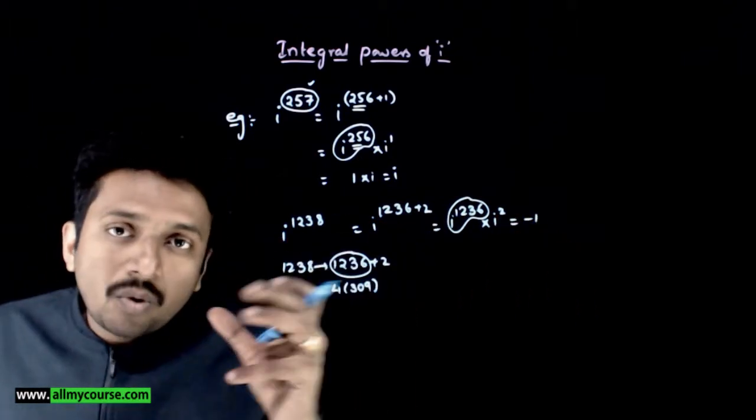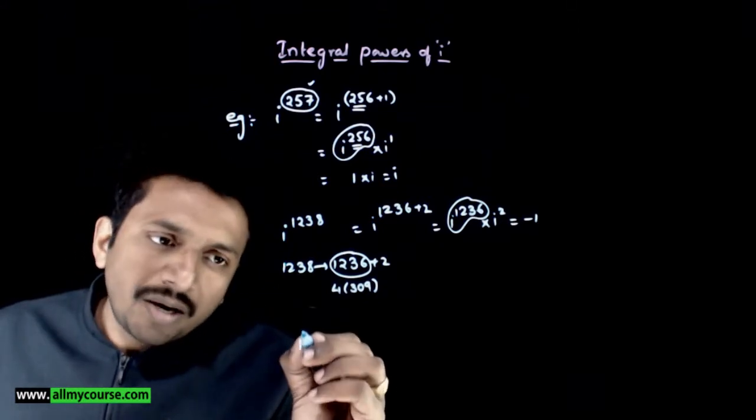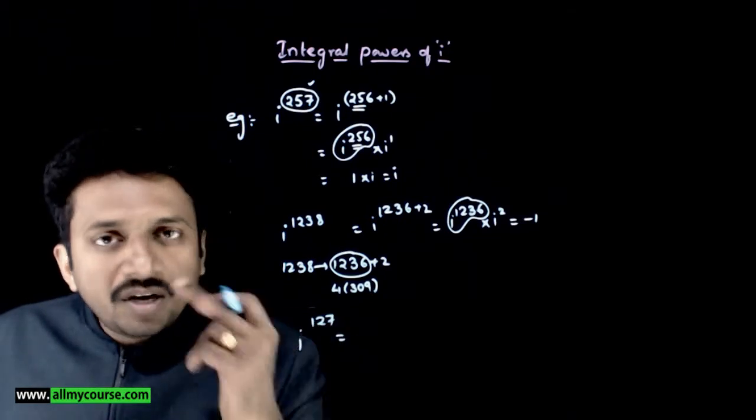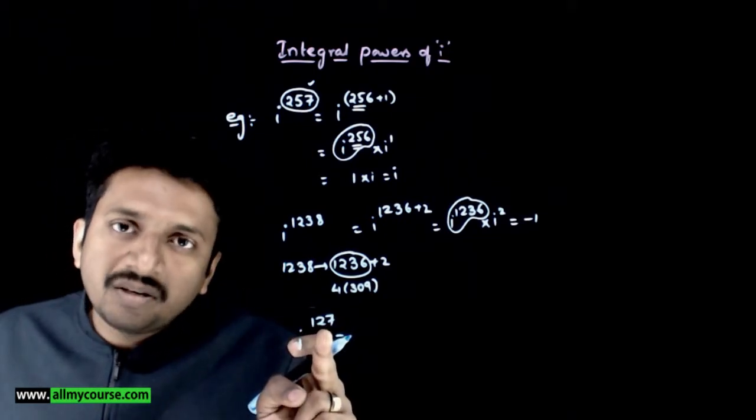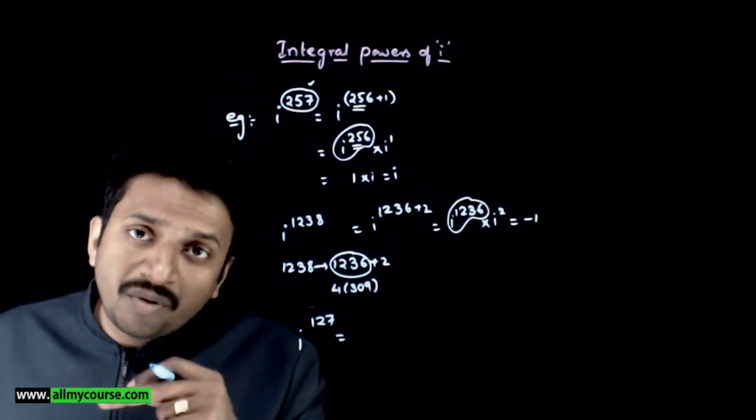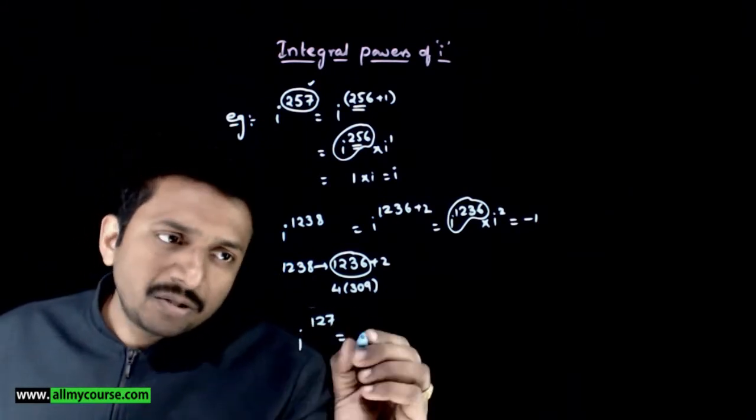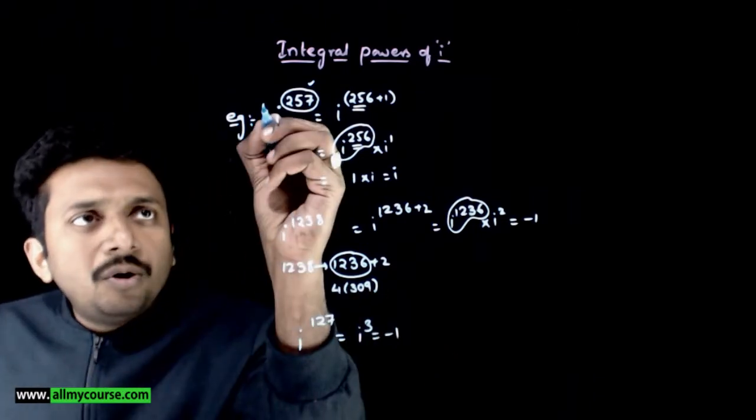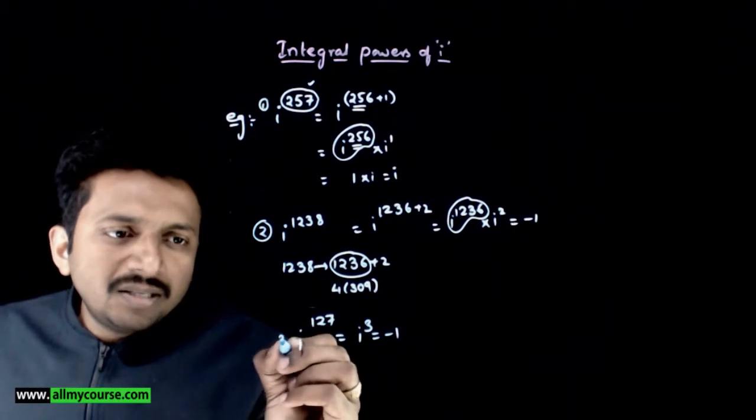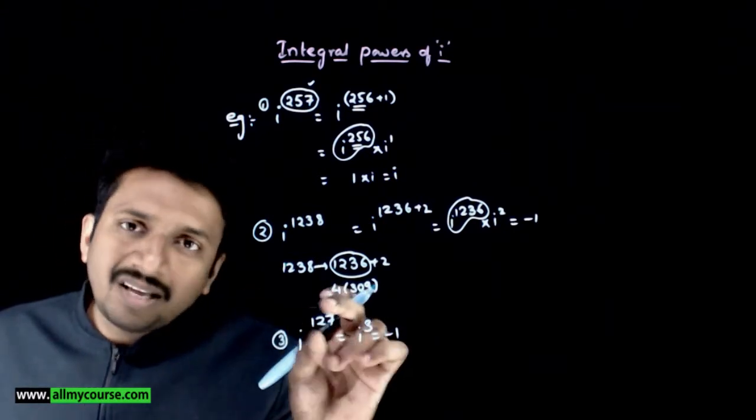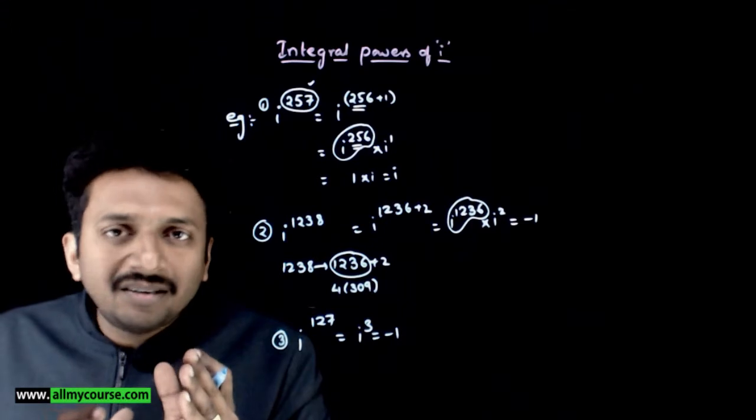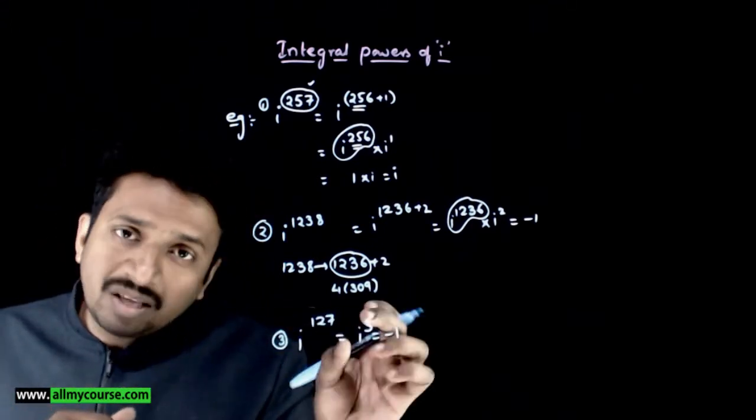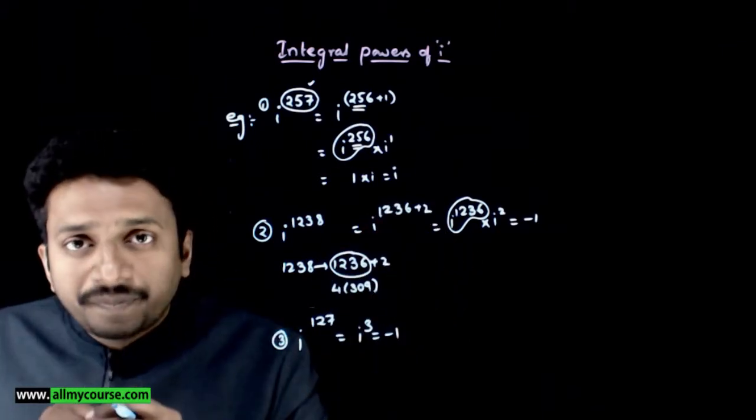I hope you are understanding what you need to do. You can do it directly also if you want i power 127. You just need to take 124 outside because 124 is a multiple of 4. If you take off 124, you're left with 3, so i cube will be equal to minus i. I hope you have understood how to simplify i power a large integer. The technique is that you can remove as many 4s as possible from the power and you'll be left with a very basic power which you know the answer for.